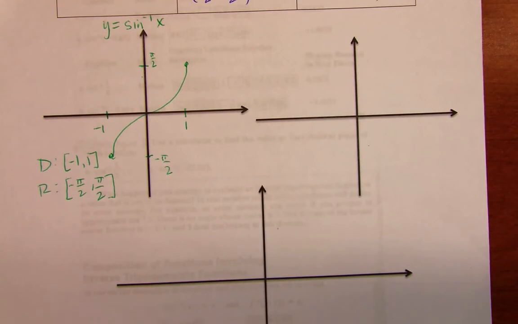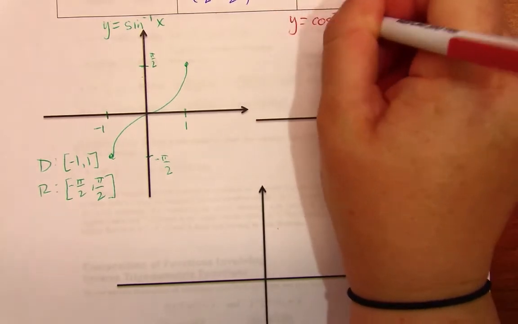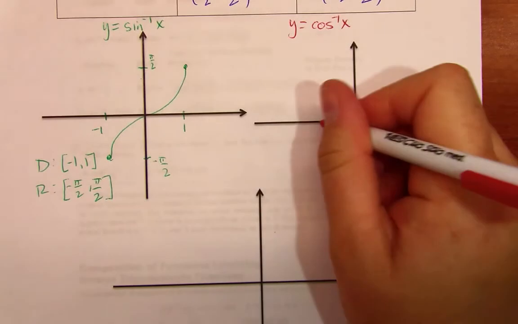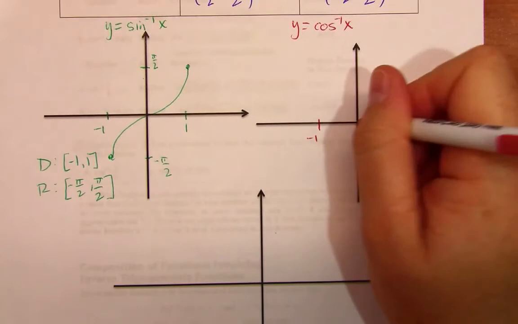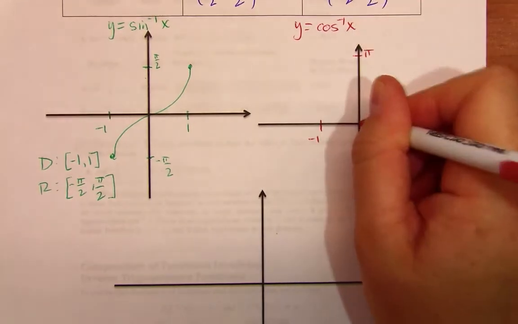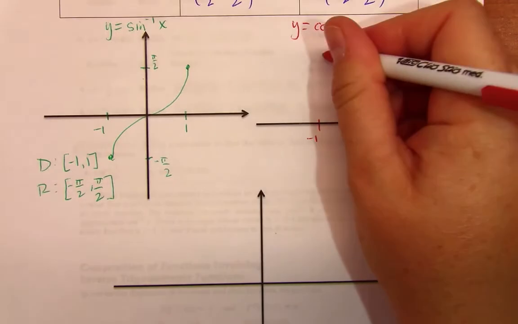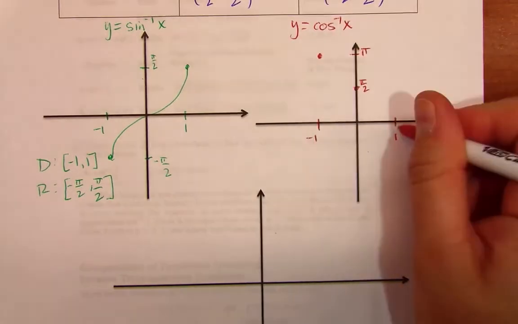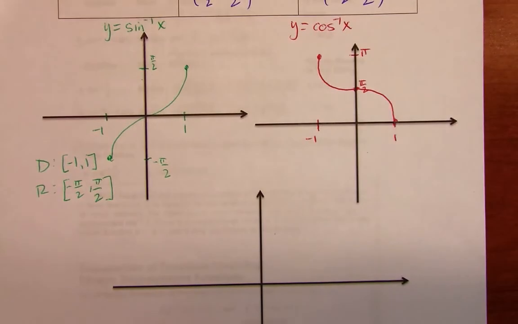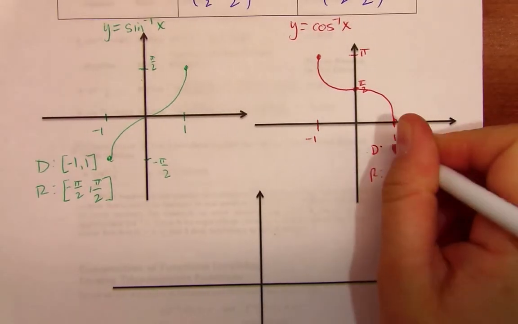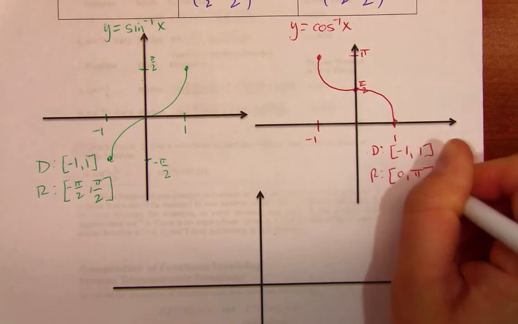Okay. For cosine, we had from -1 to 1, and we went from 0 to pi. So we start over here and over here, and our graph looked like that. Our domain and our range. Our domain is from -1 to 1. Our range is from 0 to pi.